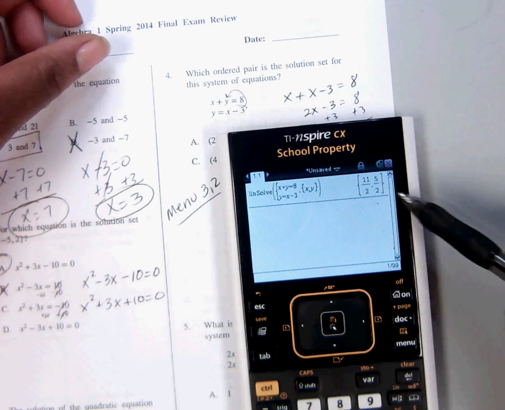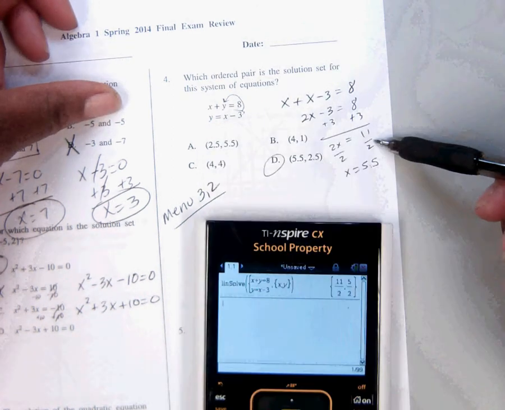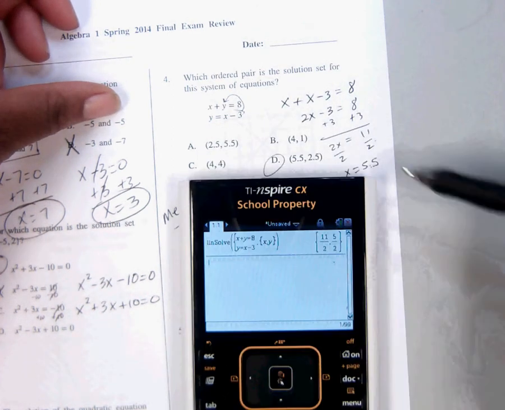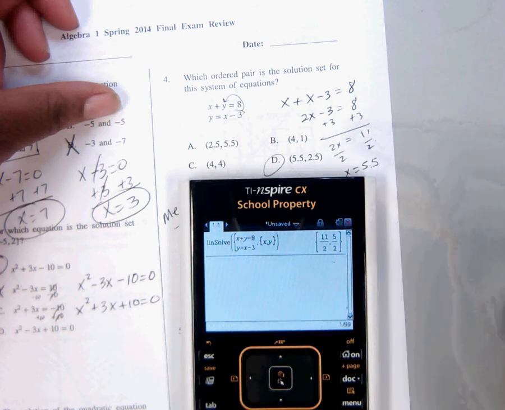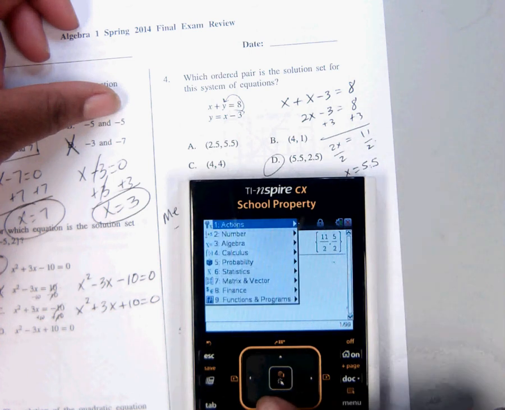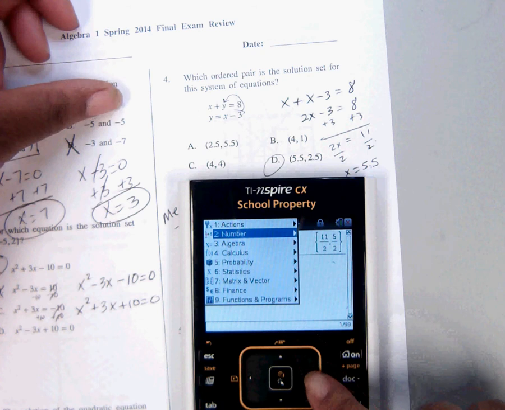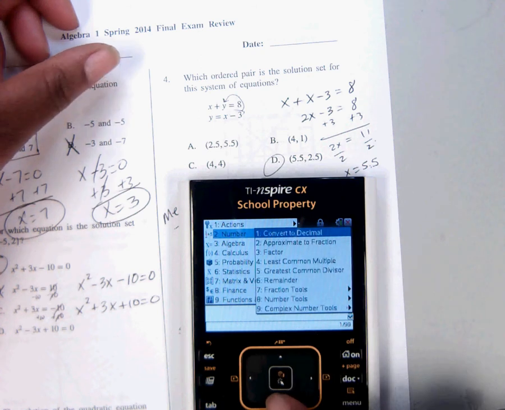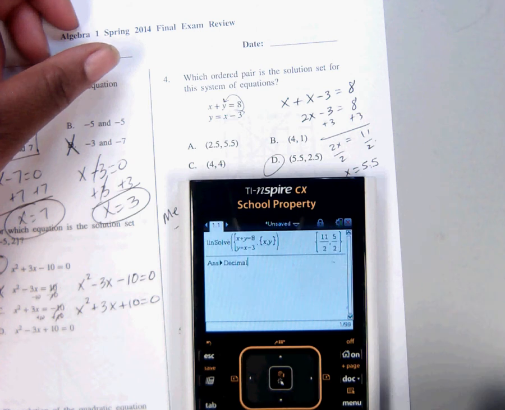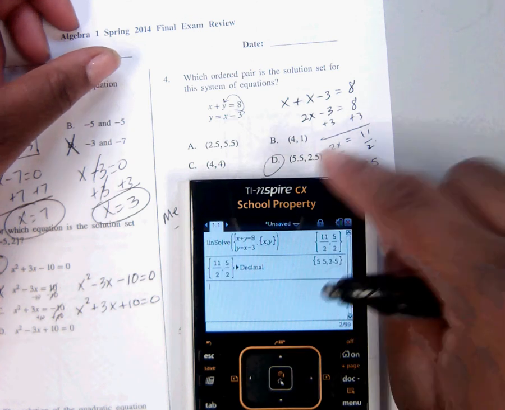Now, I know you see the fraction, like I got here 11 over 2, you see that here, and the answers are decimals. So menu, go to number, because that's what we want to do. We want to change it, and we want to make it a decimal. And now it matches the answer we got.